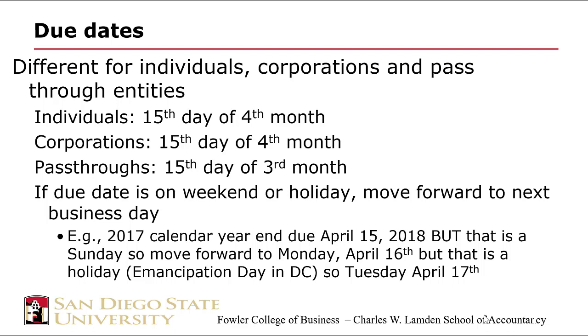Okay, so a few administrative details to pick up on. Due dates are different for individuals, corporations, and pass-through entities. So as most people know, individuals file on the 15th day of the fourth month. Virtually every individual is a calendar year-end taxpayer. So that's April 15th. Corporations don't have to be calendar year ends. If they're a calendar year end, it's also April 15th. But if they were a November year end, it would be March. If they were an October year end, you'd back up 3 months. You see my point, right? So it's always going to be the 15th day of the fourth month for a corporation.